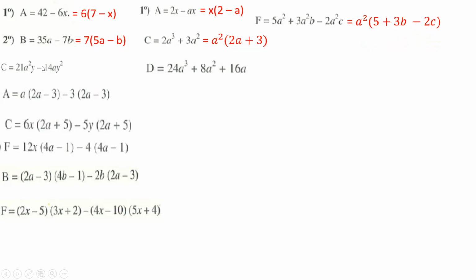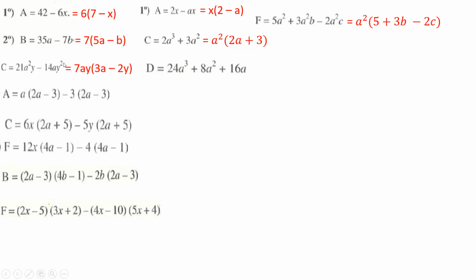Now I move down here. 21a squared y minus 14ay squared. Between positive and negative, no common. Between 21 and 14, both are divisible by 7. Between a squared and a, I take the common with the least exponent, so I take a. Between y and y squared, I take y, so the common is 7ay. I start dividing the first term by the common factor. 21 by 7 is 3, a squared by a is a, and y by y, they cancel each other.